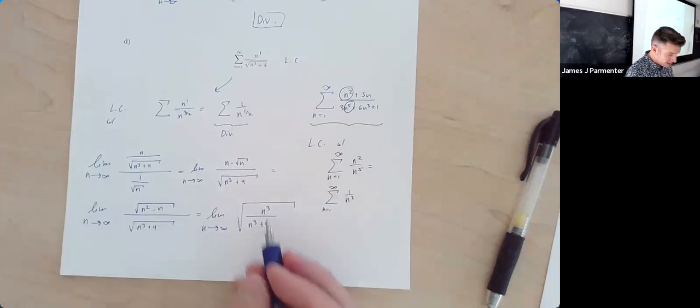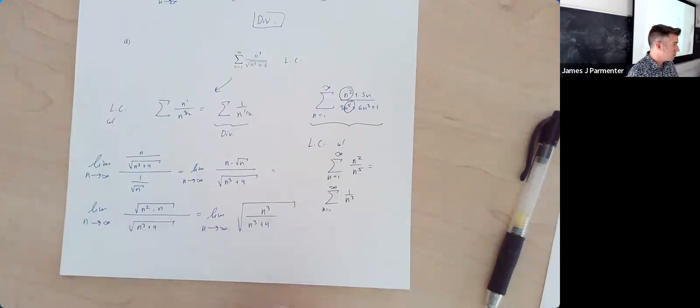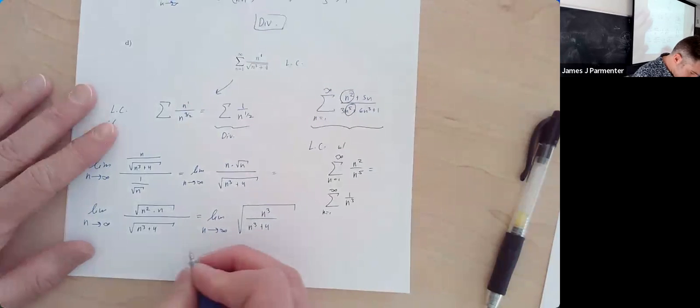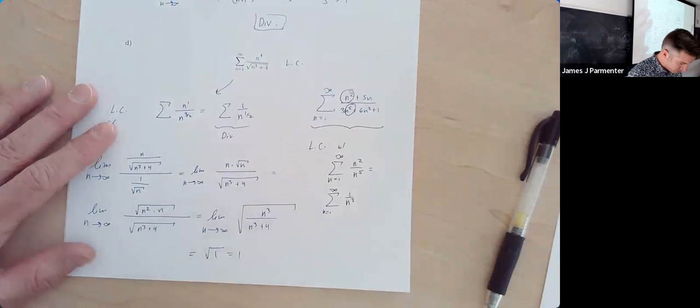And we know the limit of the inside is going to be how much? Where does n cubed over n cubed plus 4 go? Right. It happens a lot that you have 1 times n to the highest power over 1 times n to the same highest power. That's going to be the square root of 1, which is 1.